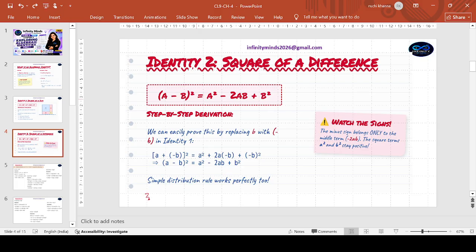And there was another third identity also that you had studied, a square minus b square, which is equal to a minus b into a plus b. Okay, that can also be applied. Let us see.